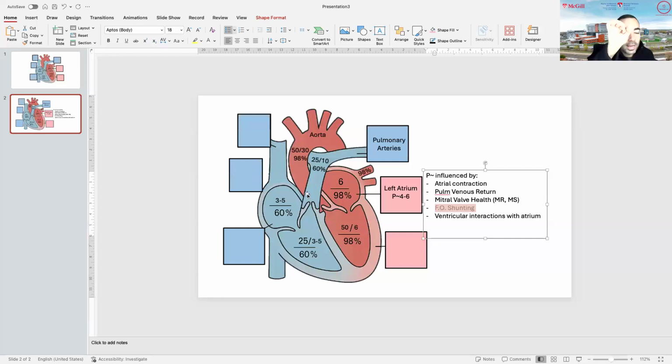If you have a very, very tiny PFO, there's part of it that's going to go towards the right atrium. But if you have a very large ASD, then you're going to decompress your LA. So your left atrial pressure may not rise that much, and it may not dilate that much because you have a pop-off to this atrium.